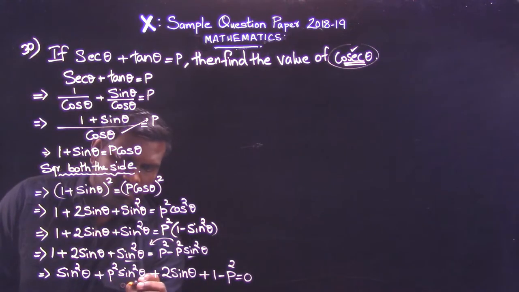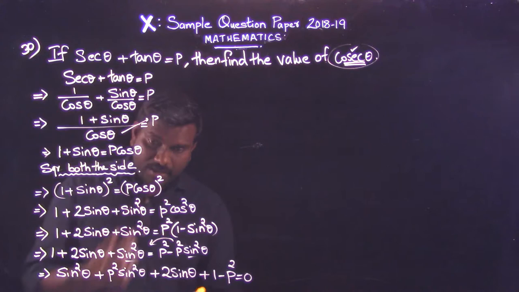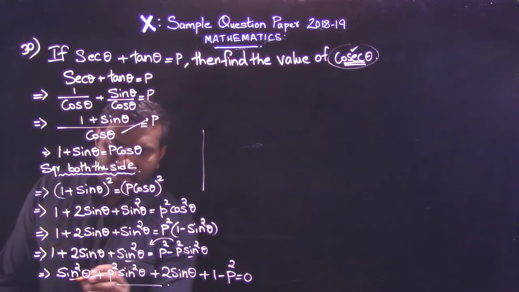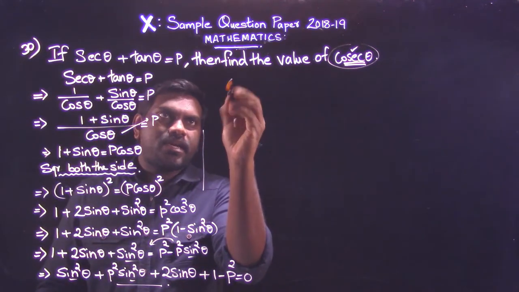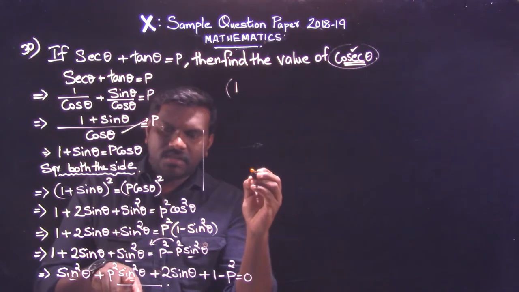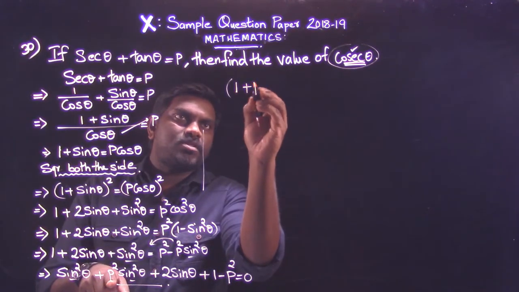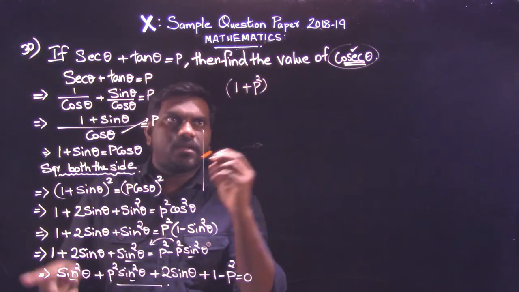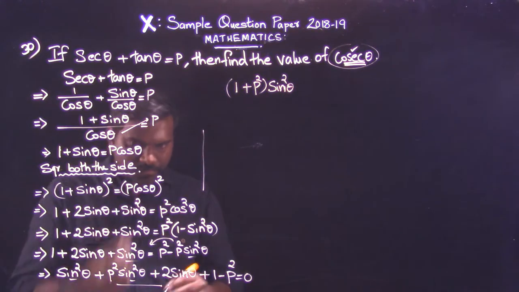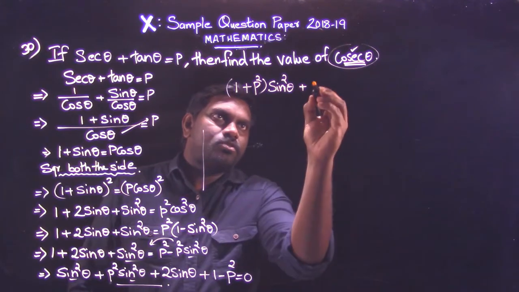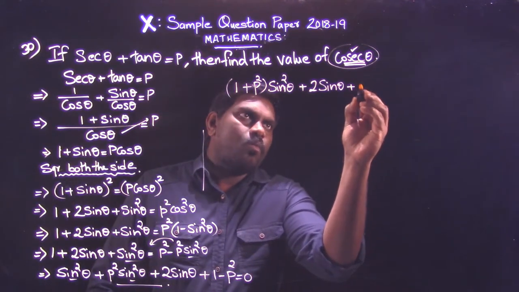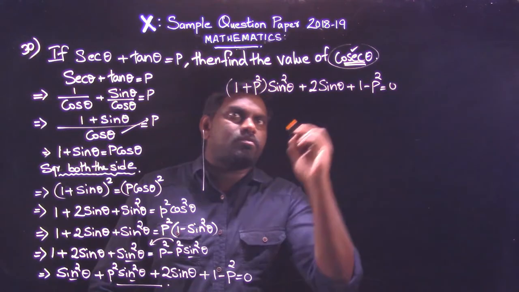So from here, what else I can write is, I can take sin² θ as common. From this term, that becomes 1, and from here sin² θ taken out, I will get p². I'm just taking sin² outside, that is also the same, right? Now the rest of the terms: + 2 sin θ + 1 − p² = 0.